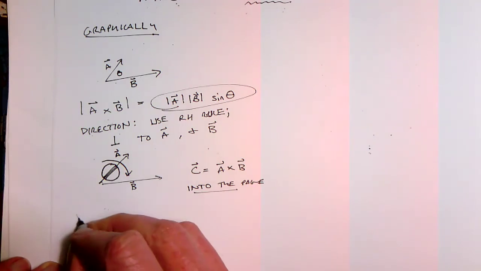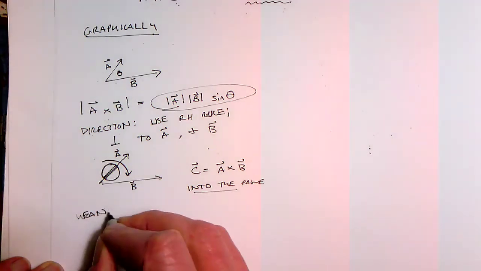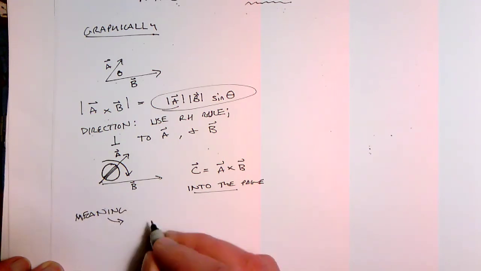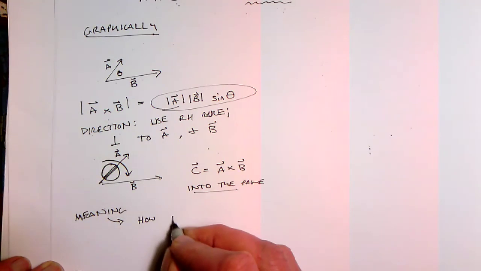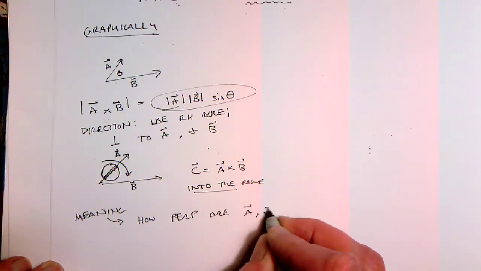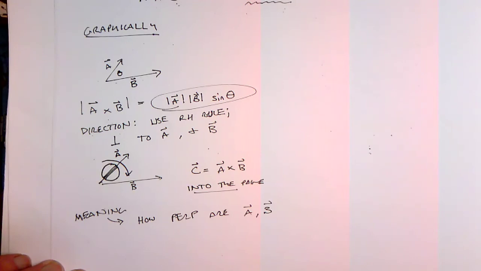What does it mean? Well, there are two bits of meaning to this. One is that it tells you how perpendicular A and B are, right? In the same way that the dot product tells you how parallel the vectors are, the cross product tells you how perpendicular the vectors are.